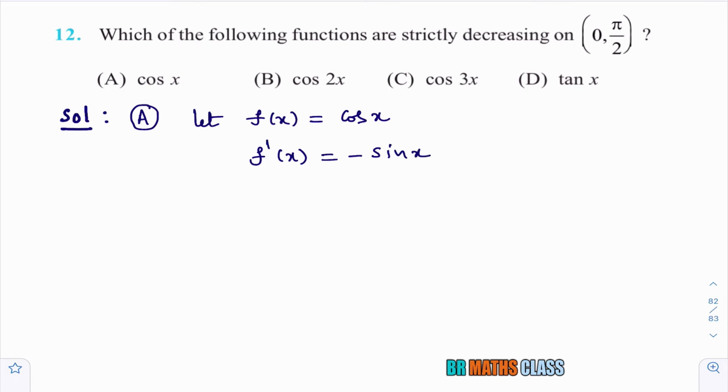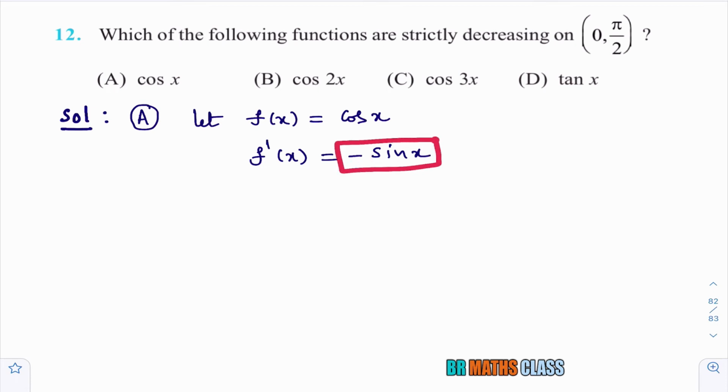Now think whether this derivative in this interval is positive or negative. Observe this sin x. Open interval 0, pi by 2 means first quadrant. Sin x in the first quadrant is positive. Clear. So this expression is positive in the open interval 0, pi by 2. When I multiply a positive thing with a minus, this whole thing will become negative.